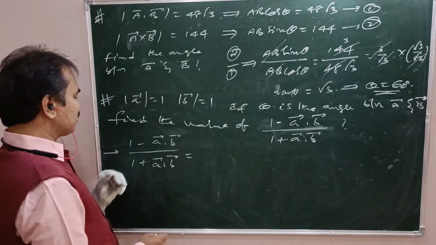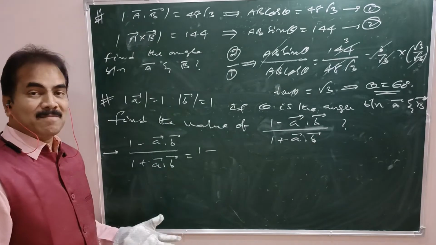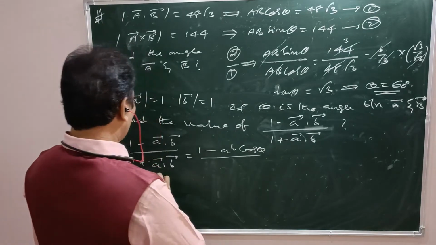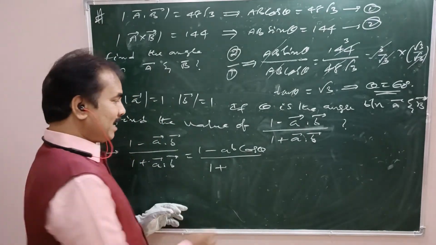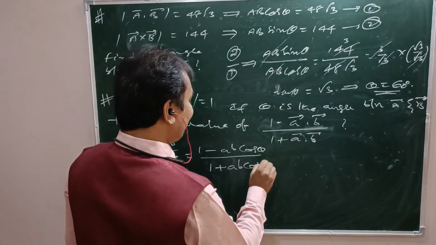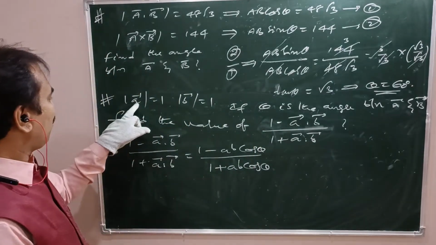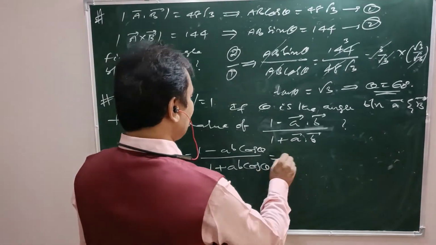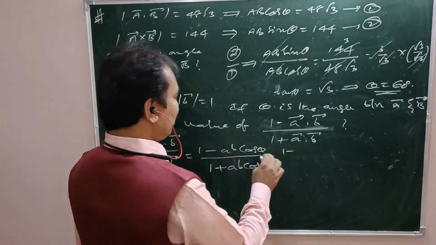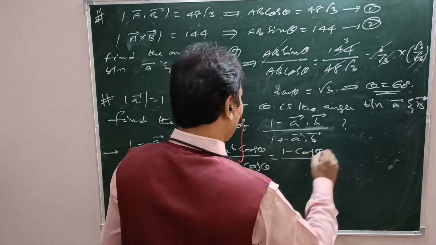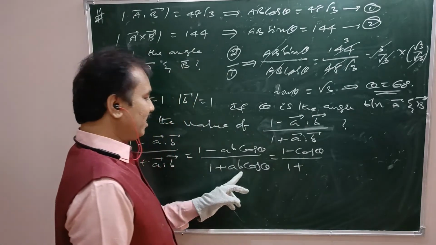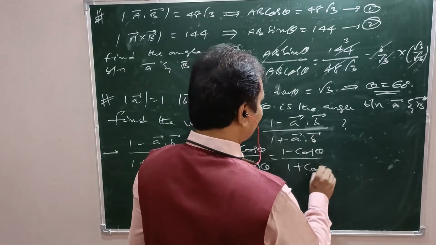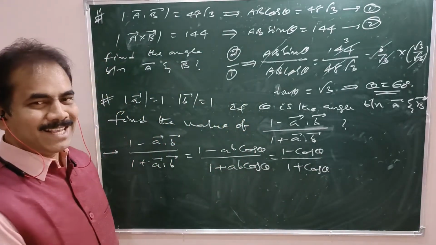That is equal to, extending this one, 1 minus a bar dot b bar in the sense ab cos theta, by 1 plus a bar dot b bar, once again ab cos theta by definition itself. Now what about a? Mod a bar means a equal 1, b also 1. So 1 into 1, 1. That is 1 minus 1 into 1 into cos theta, 1 minus cos theta, by 1 plus again 1 into 1 cos theta. Why? Because these two are unit vectors. So 1 into cos theta, that is cos theta.